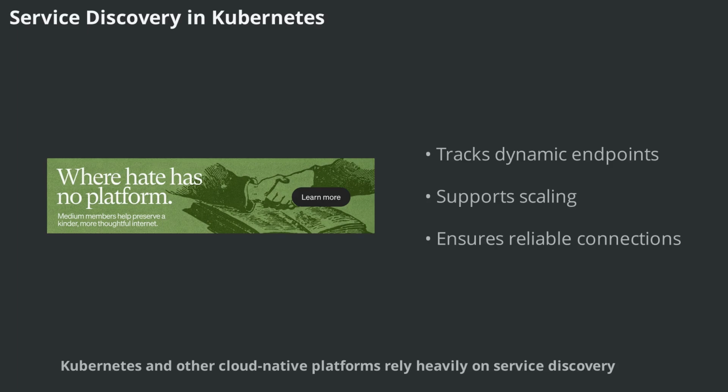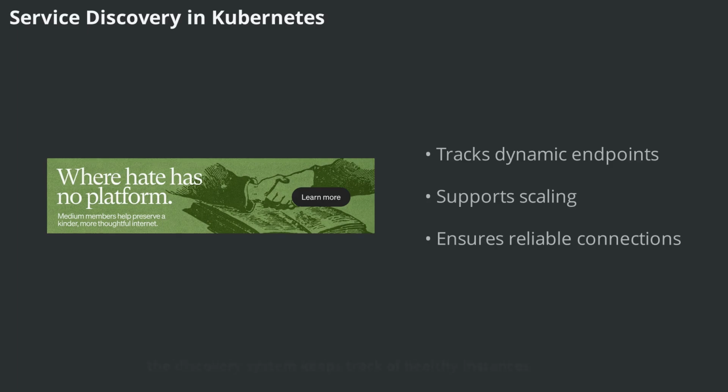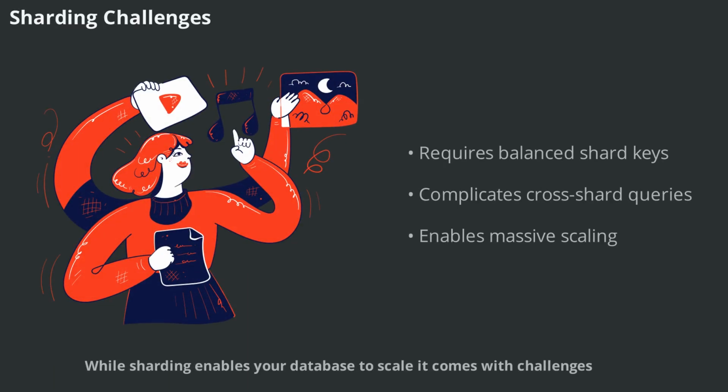Kubernetes and other cloud-native platforms rely heavily on service discovery. As containers and pods are created or destroyed, the discovery system keeps track of healthy instances. When a service needs to communicate with another, it queries the discovery system for available endpoints. This dynamic approach allows your infrastructure to scale and adapt without manual intervention, ensuring reliable connections even as the environment changes.